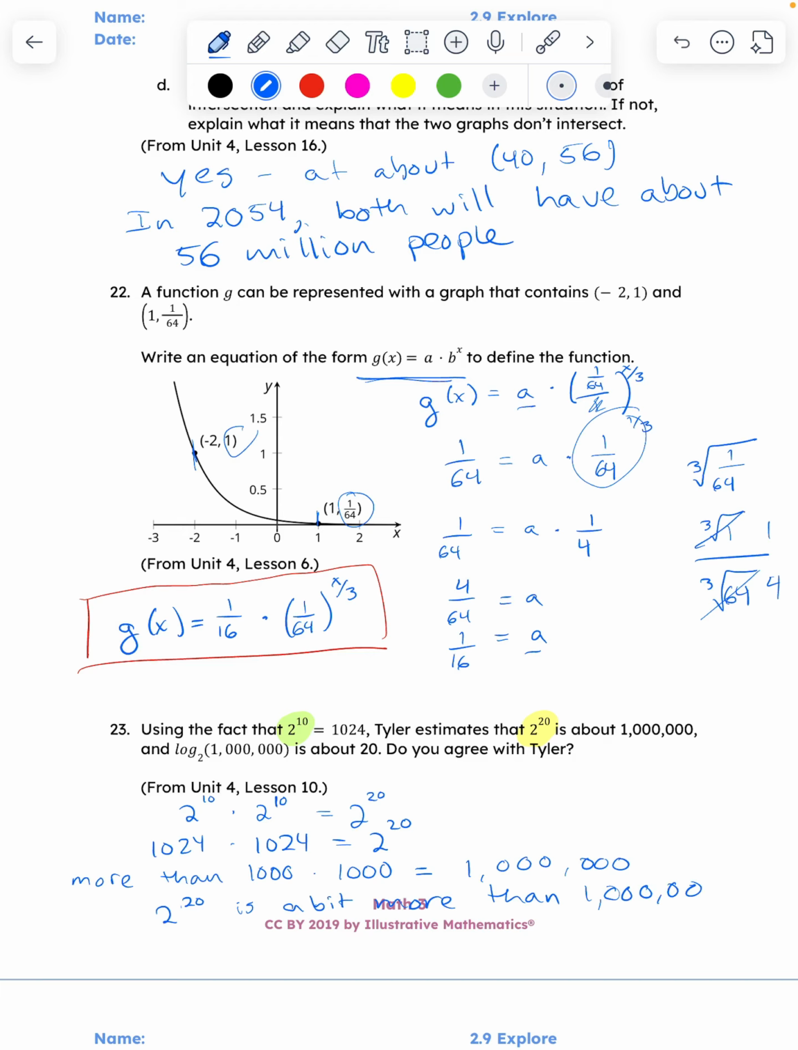Right? And if I write that in log form, then my log base 2 of 1,000,000 is kind of close to 20. So it's an okay estimate. It's a pretty good estimate, but not a perfect estimate, right? So we can say, okay, good job.